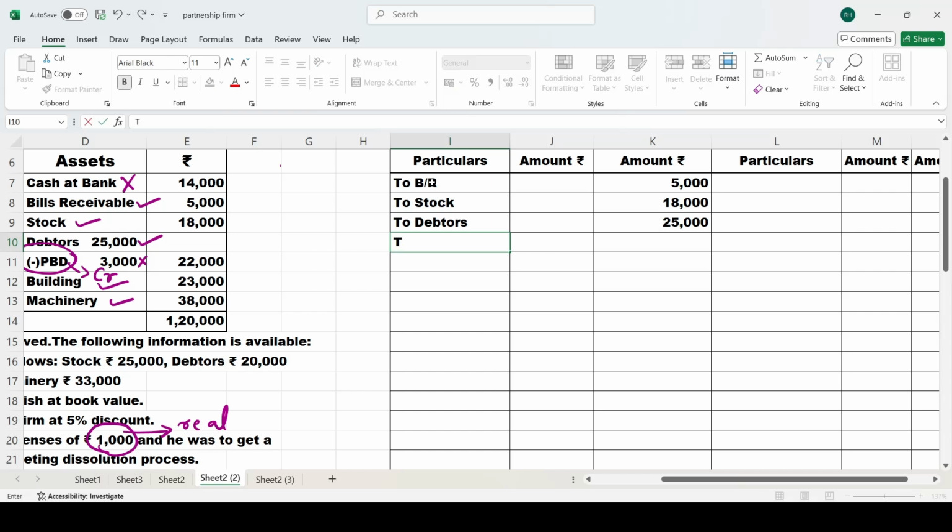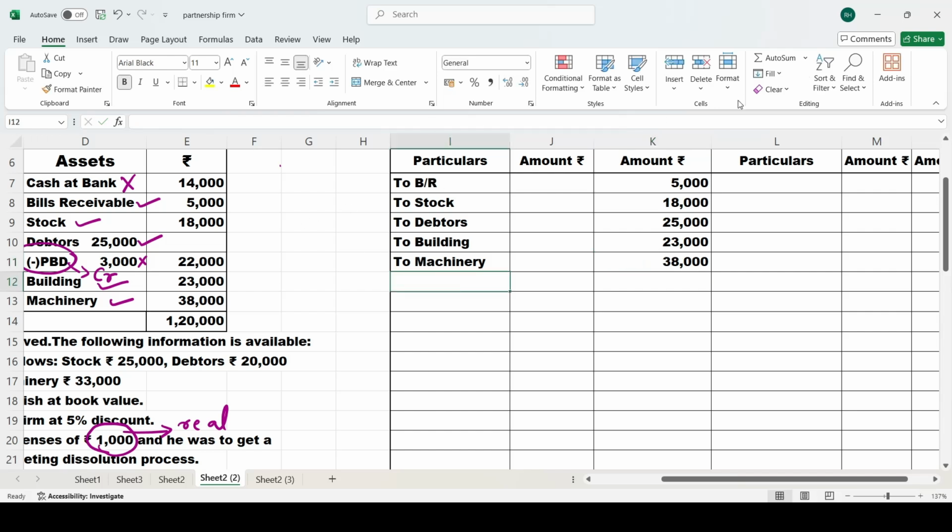Next, building. Building we have taken 23,000. Machinery. Machinery we have taken 38,000. Okay, so now we have completed with all the assets.